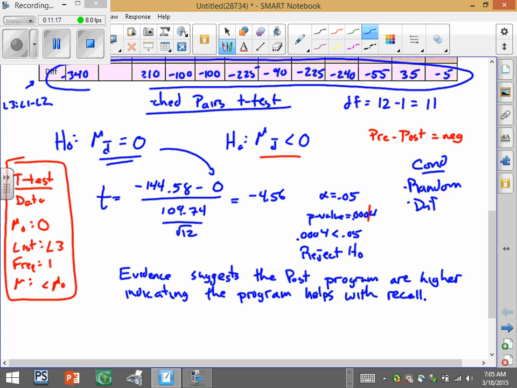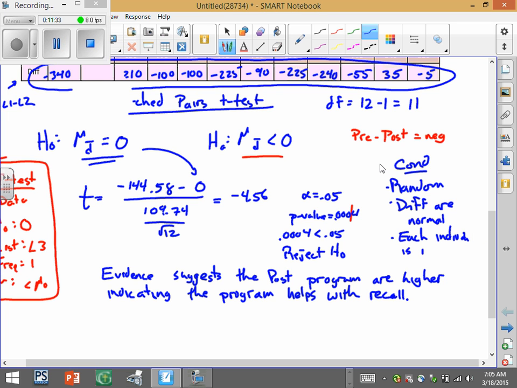Differences, we don't have a lot of them, but if we did check a histogram, the differences are normal. And here, each individual is independent. Sorry, we're out of room. Each individual is independent, so one student's scores don't affect the next student's score. So there are your conditions for this particular test.